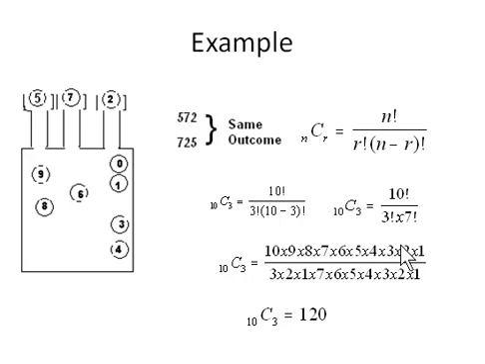And what you have to do is take 10 factorial and make it that, divide it by 3 times 2 times 1 times 7 times 6. So that's your numerator, that's your denominator. You end up with 120 different outcomes.